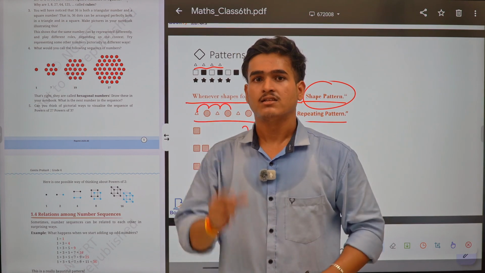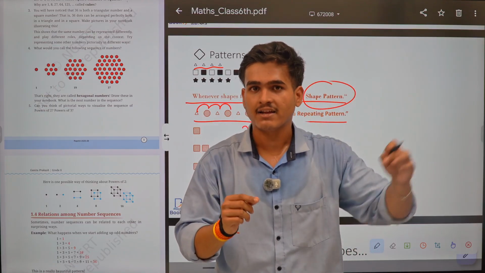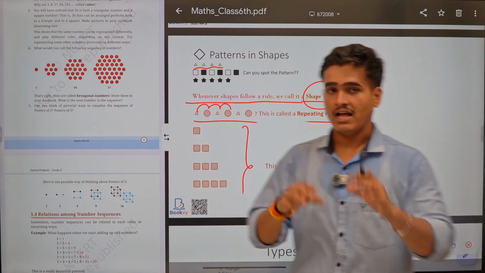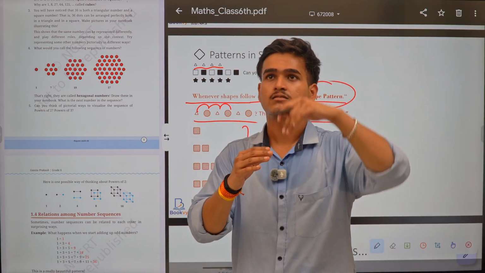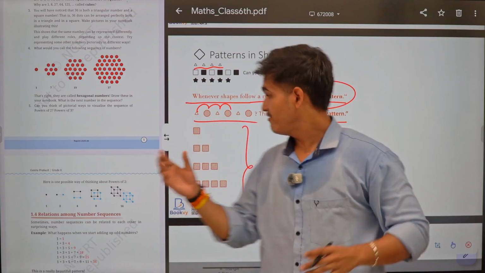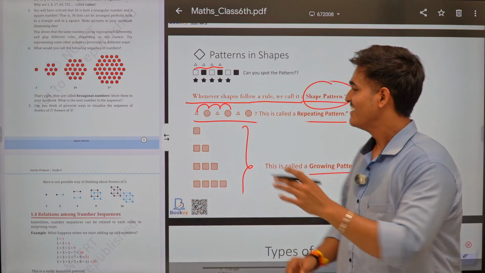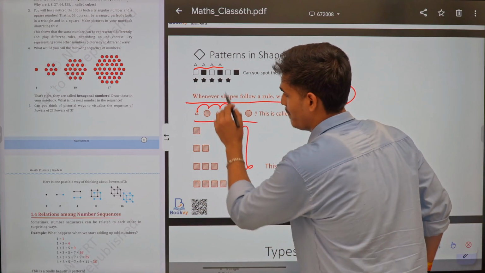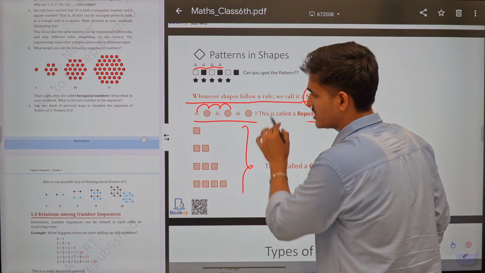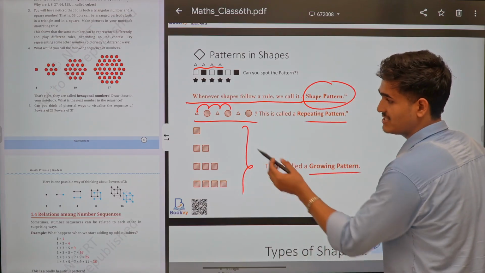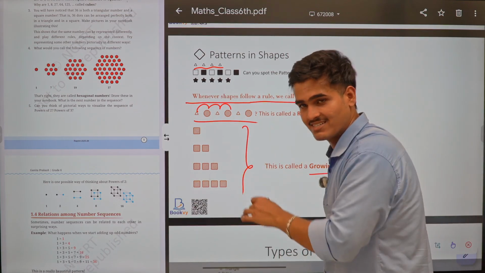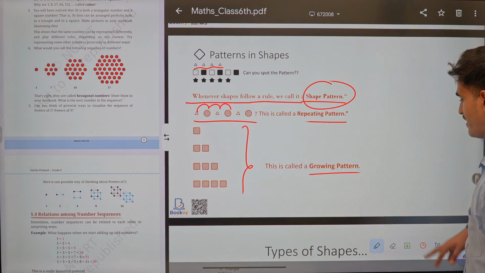What is a shape pattern? The shape which is continuously repeating is called the shape pattern. The numbers which are repeating by their own correspondence are called the repeating pattern, and the numbers which are consistently growing or increasing are called the growing patterns.